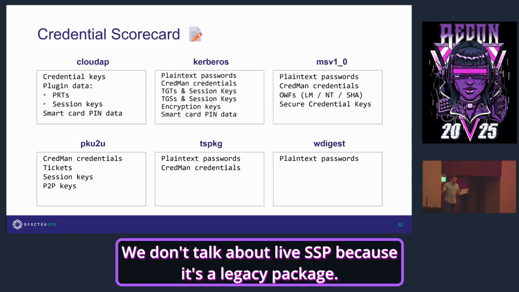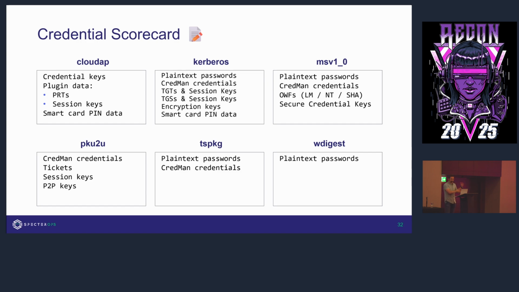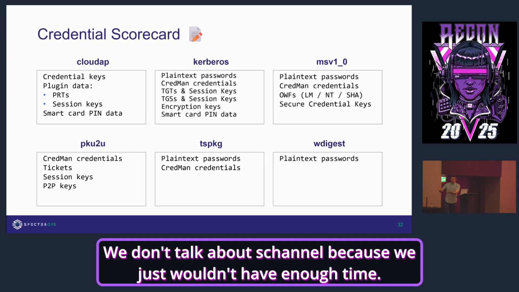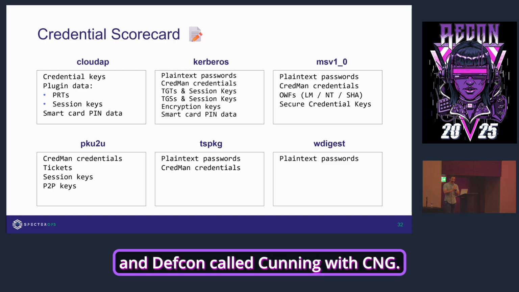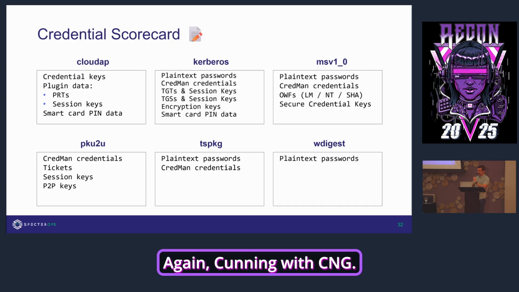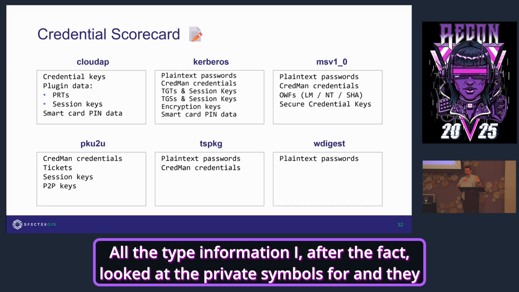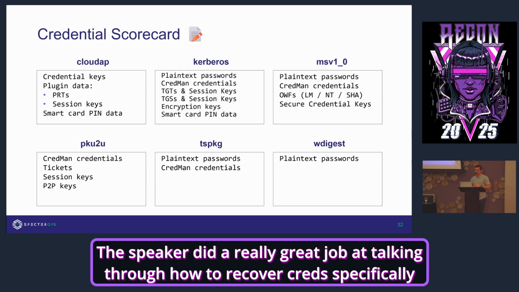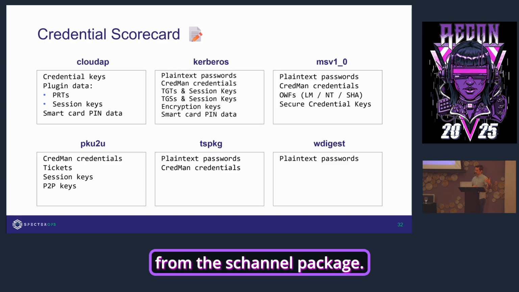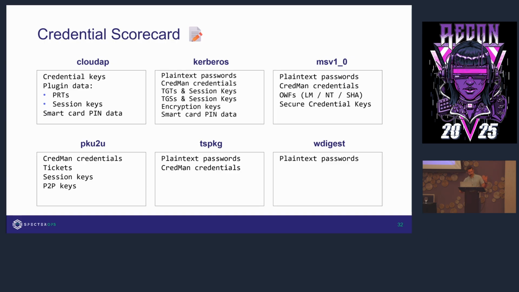If you're more familiar with authentication packages, you may notice there's a few that are missing. We don't talk about Live SSP because it's a legacy package. It was removed in Windows 10. We don't talk about S-channel because we just wouldn't have enough time. If you are interested in S-channel specifically, though, there's an older talk from Black Hat and DEF CON called Cunning with CNG. Again, Cunning with CNG. It's an amazing talk. All of the type information I, after the fact, looked at the private symbols for, and they match up. The speaker did a really great job at talking through how to recover creds specifically from the S-channel package. So highly recommend that.